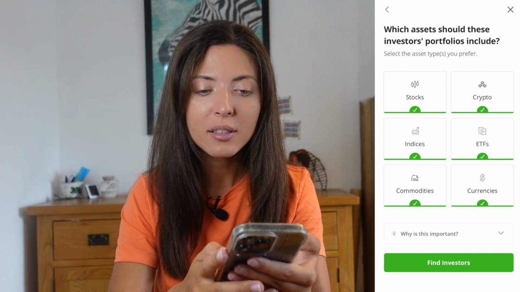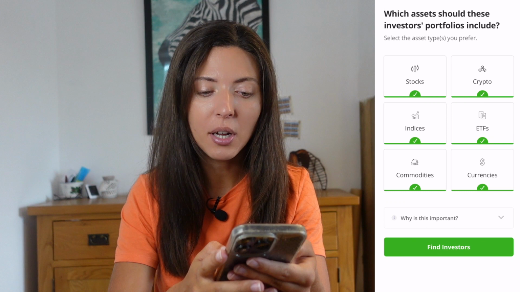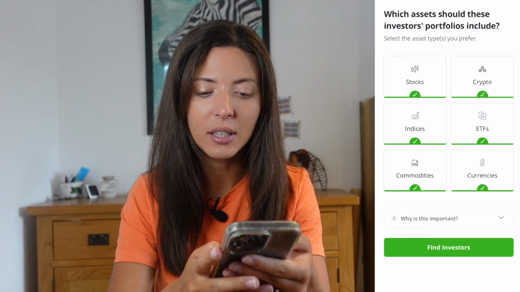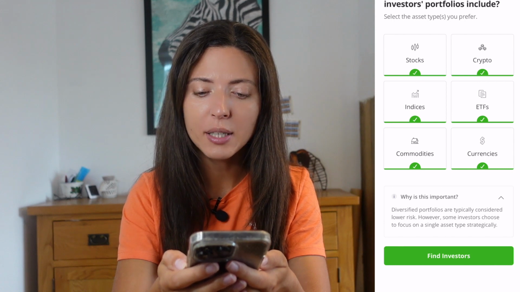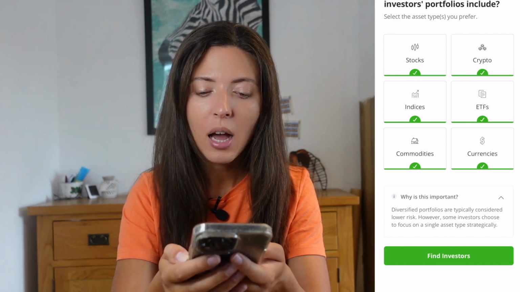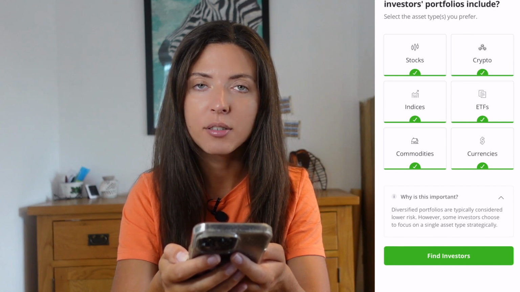Next, which assets should these investors' portfolios include? Stocks, crypto, indexes, ETFs, commodities and currencies. And why is this important? Diversified portfolios are typically considered lower risk. However, some investors choose to focus on a single asset type strategically.